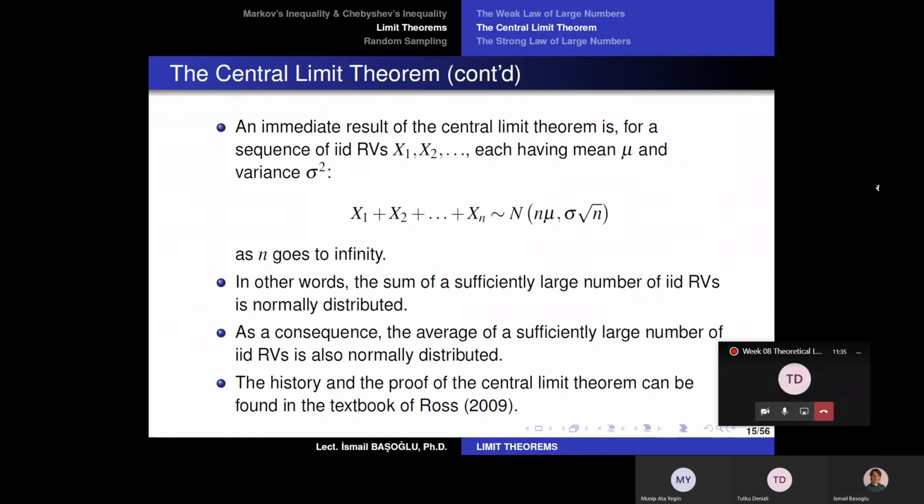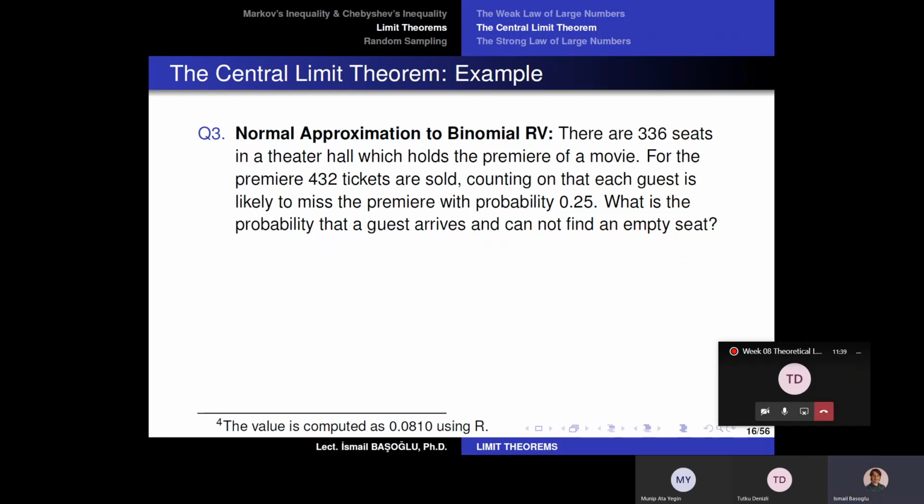Now we have explained the central limit theorem. We are going to use the central limit theorem to solve interesting questions about random variables. Okay. Now you see the name of the question is normal approximation to binomial random variable.